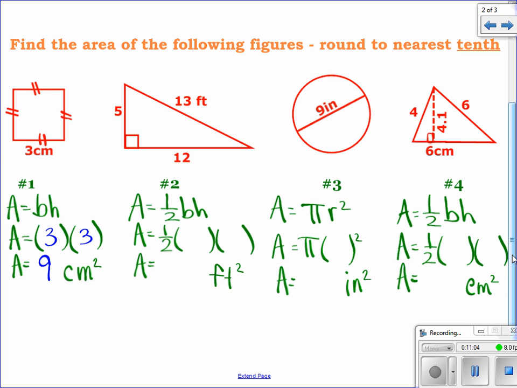What 2 numbers should I use for number 2, for the base and the height? Yes. Why do we pick 12 and 5? Well, how do you know that they're the base and the height, though? What tells you that those are the 2 you should use? It is the box in the corner. What is the math word that I'm looking for is how these 2 lines intersect each other? Somebody new.